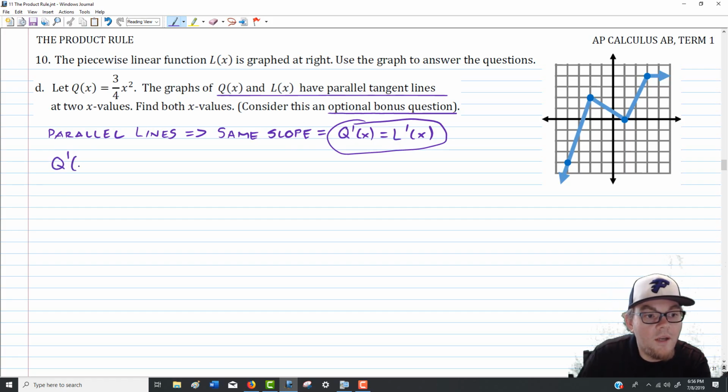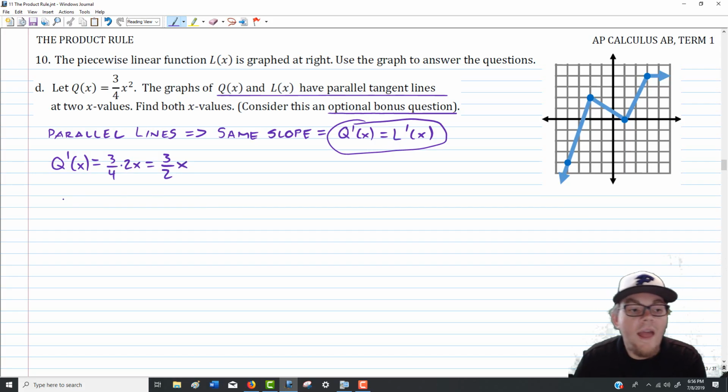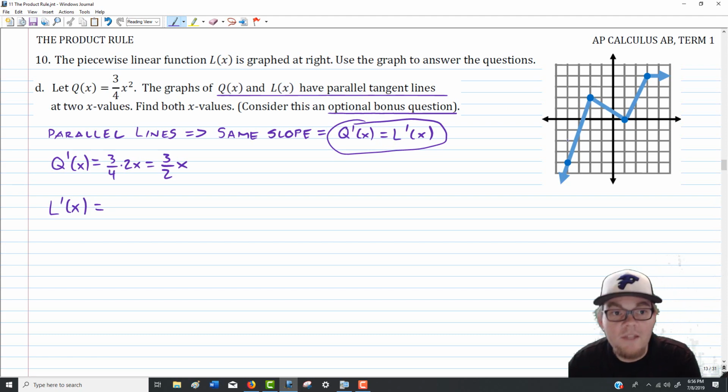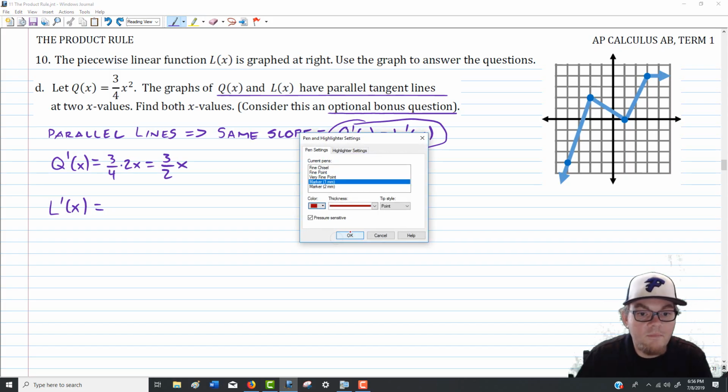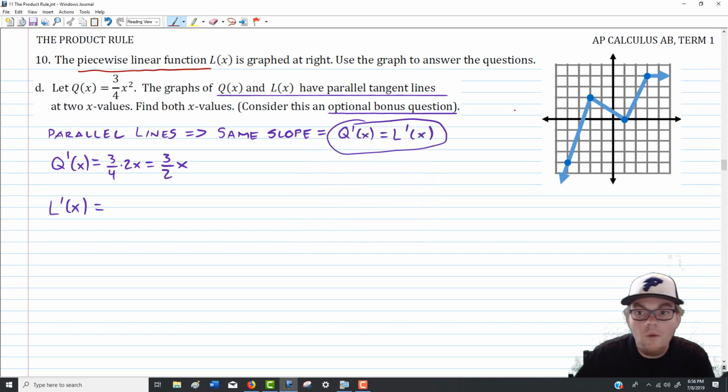Well, q prime is simple enough. Q prime of x is just 3/4 times 2x, also known as 3/2 x. L prime of x, though, on the other hand, is not so simple because we have a piecewise linear function. It literally says it right here, piecewise linear function. In fact, I'll change color just for simplicity. We have this massive piecewise linear function with 1, 2, 3, 4 different lines going. But we need to know its derivative.